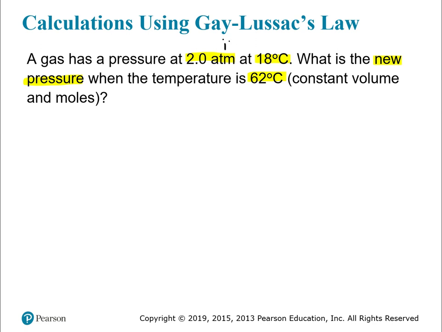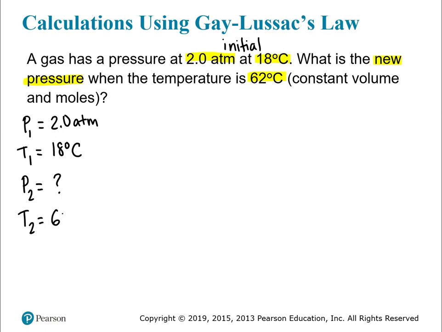Let's write it out. We said these first two numbers must be our initial conditions because it says a gas has these things. Pressure, and its initial, that's P1. The problem says it's 2 atmospheres. We also have a temperature of 18 degrees Celsius. What is the new pressure? The new pressure is P2, but we don't know what it is yet. When the temperature is 62 degrees Celsius, that's our T2. The only things we were given from the problem is pressure and temperature. That means that we must use Gay-Lussac's law.